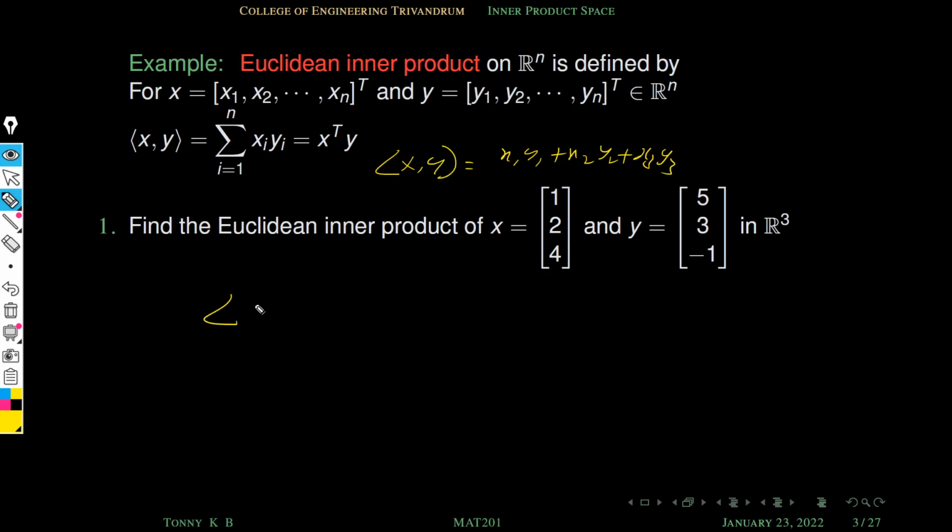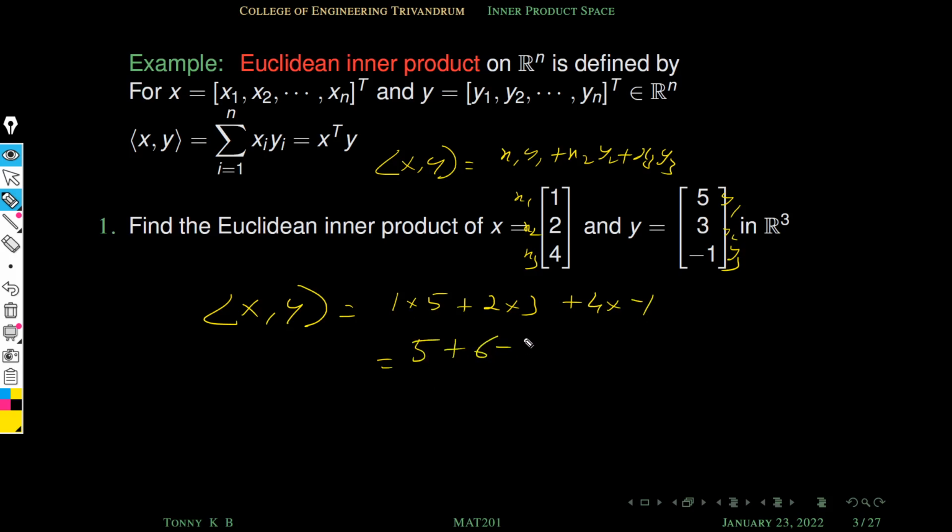So what is the inner product between x and y? By definition, this is x1, x2, x3 with y1, y2, y3. Clear? So what about this inner product? This is 1 times 5 plus 2 times 3 plus 4 times minus 1. This is 5 plus 6 minus 4, which is equal to 7. So the Euclidean inner product between these two vectors is 7.